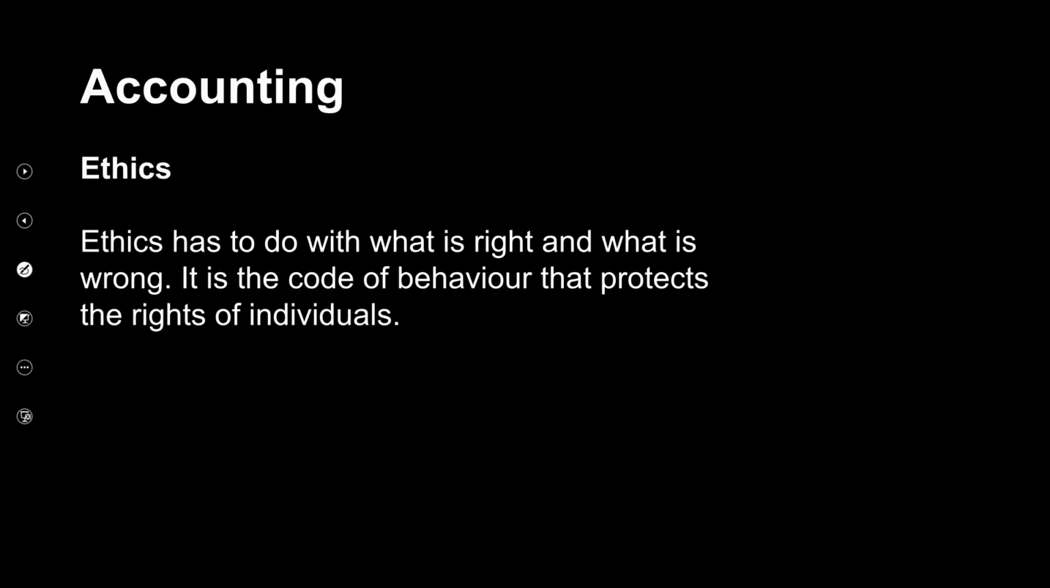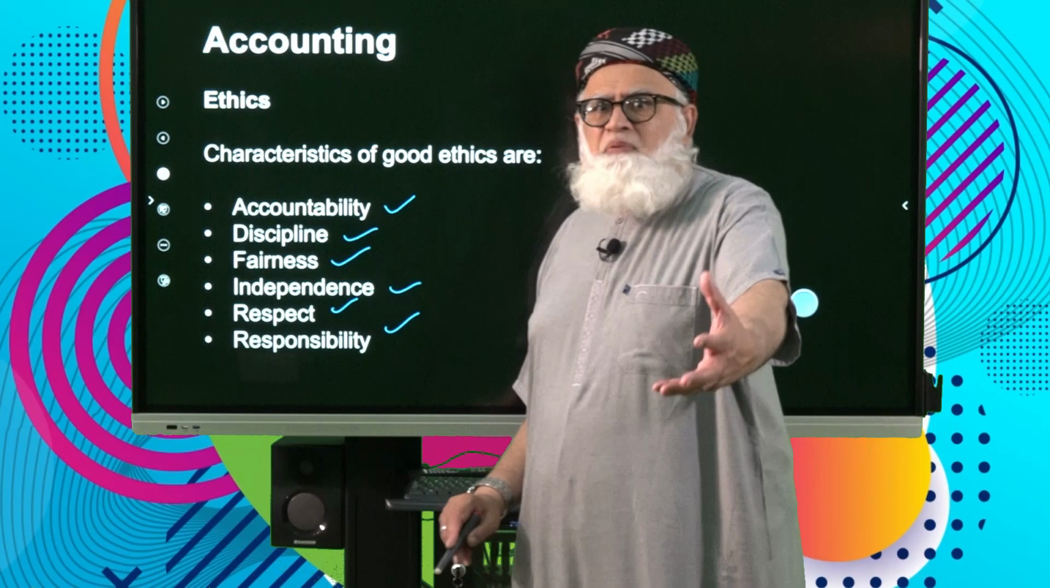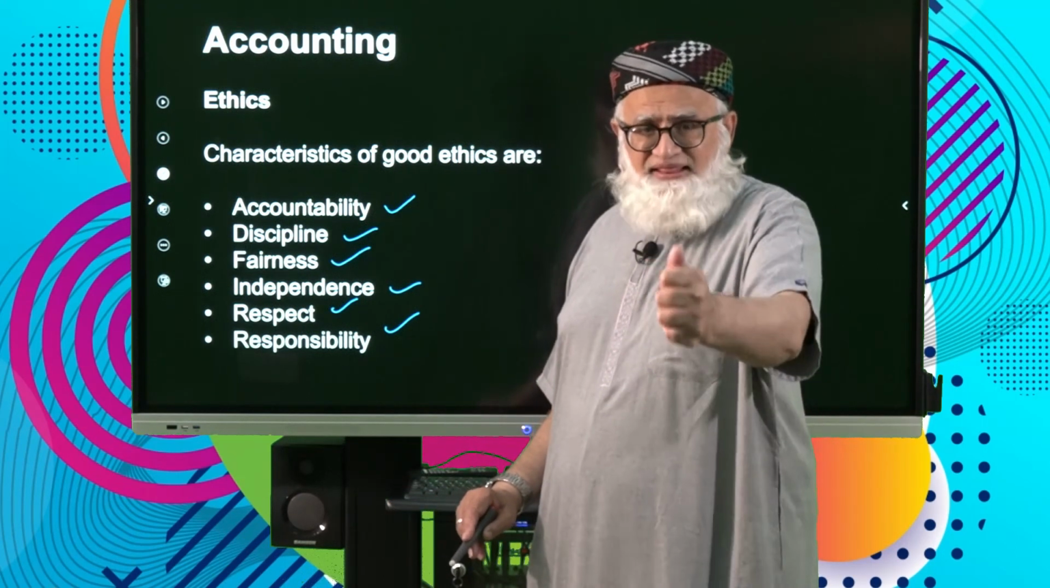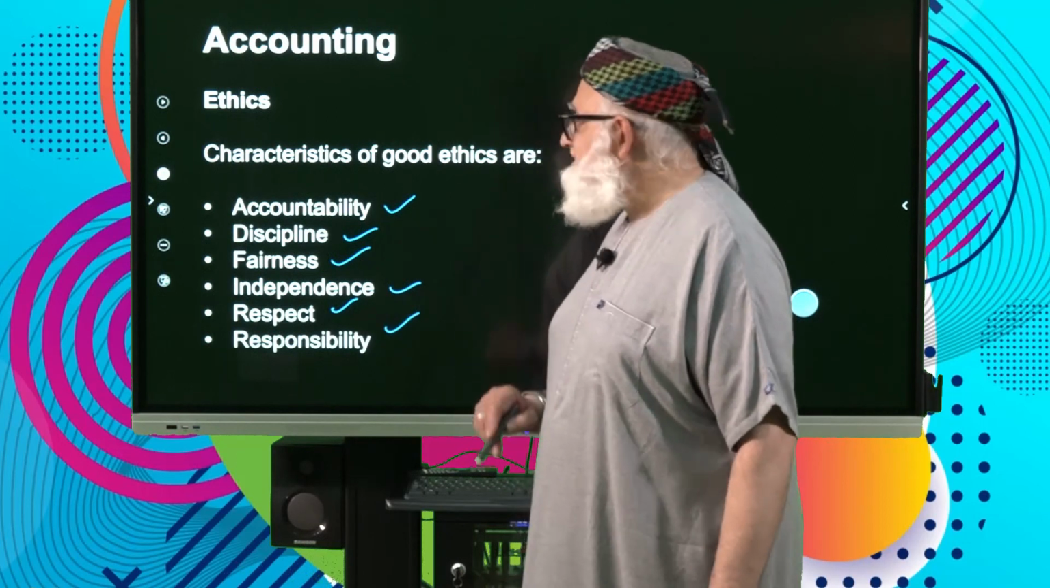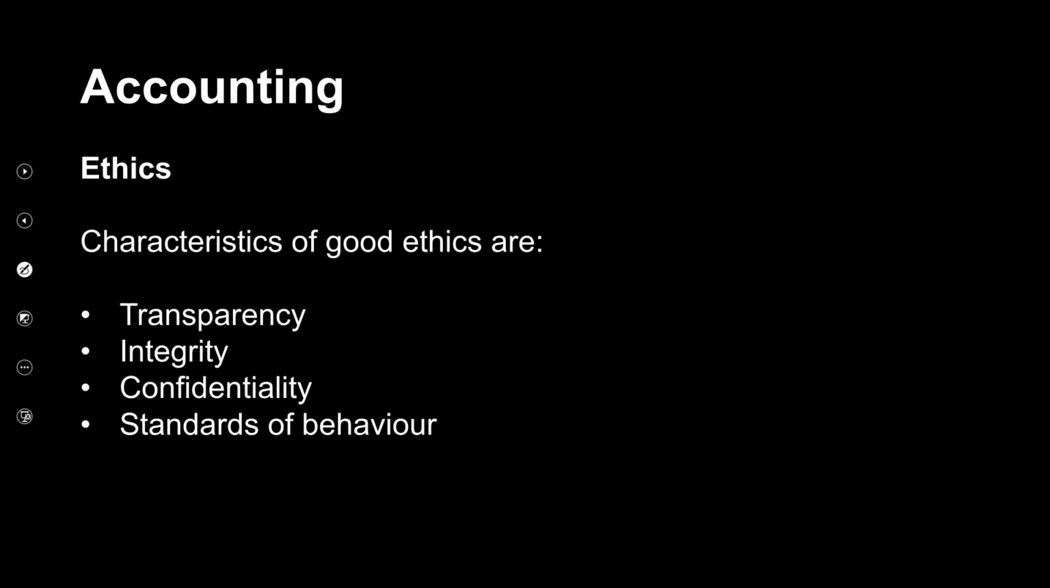With regards to ethics, we have to do what is right and stay away from what is wrong. It is a code of behavior that protects the rights of individuals. Do what is right. What are the characteristics of ethics? Accountability, discipline, fairness, independence, respect, and responsibility. Think about your own life. In order to lead an ethical life, you need to have these characteristics in your life as well. So this applies to the accounting part of ethics as well. Remember what else? Transparency, integrity, confidentiality, and obviously operating standards of behavior.